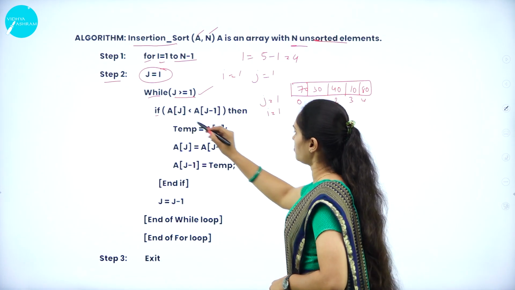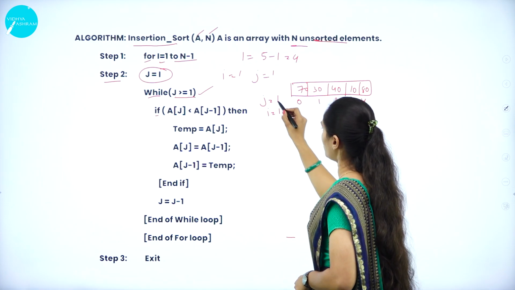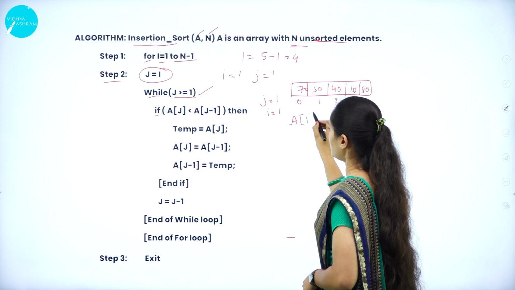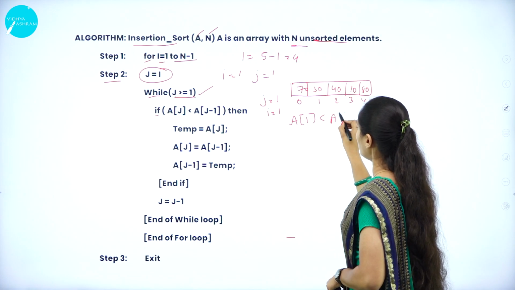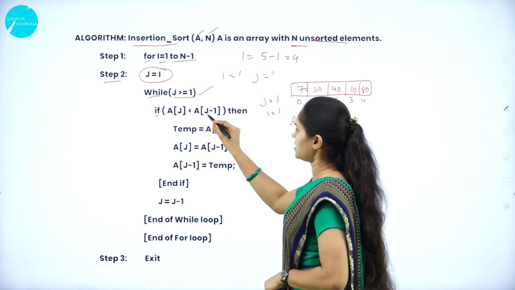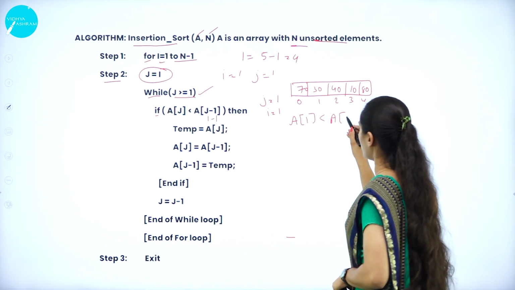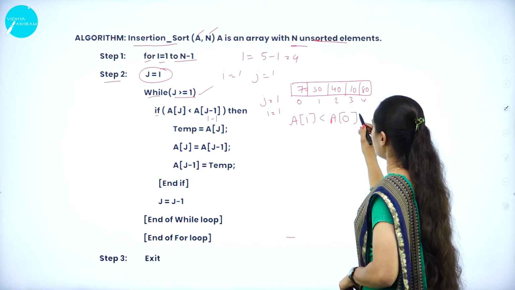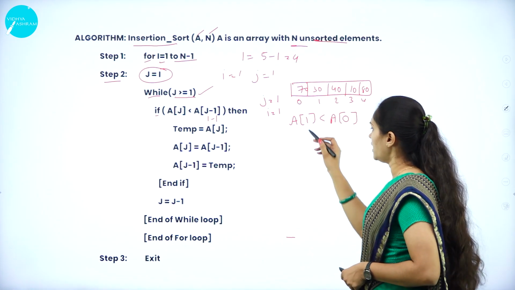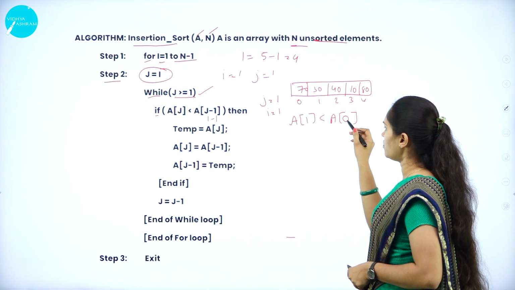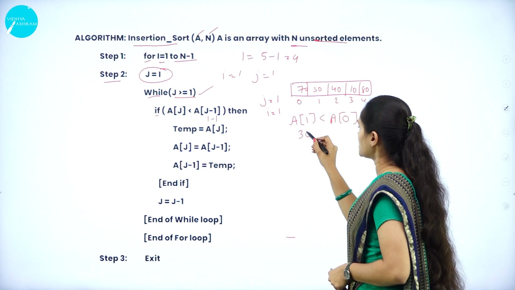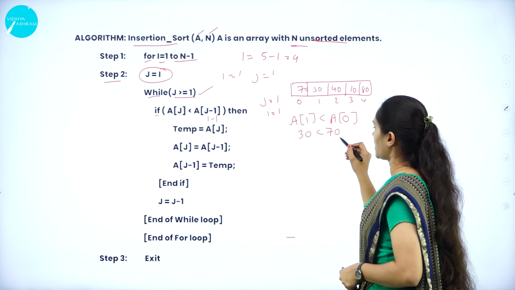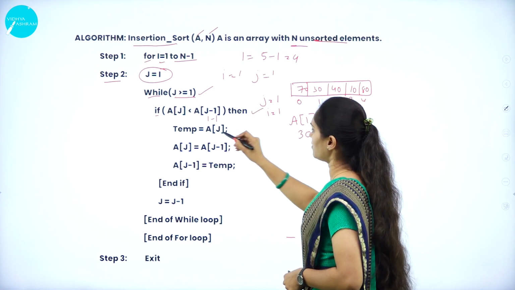So I am just going to make a comparison of a of j. A of j in the sense what? A of 1 is lesser than a of j minus 1, that is 1 minus 1, which will be 0, that is a of 0. I am just going to make a comparison: is a of 1 lesser than a of 0, that is 30 is lesser than 70. If it is true, then it will come here.